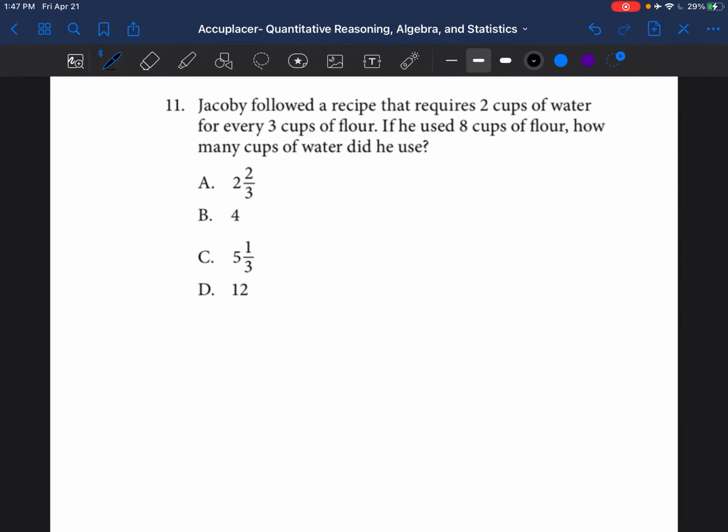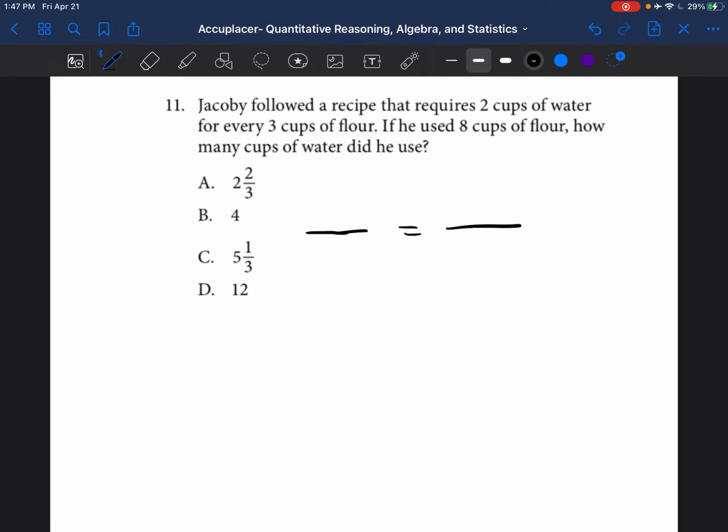All right, problem number 11. It says Jacoby followed a recipe that requires 2 cups of water for every 3 cups of flour. It says if he used 8 cups of flour, how many cups of water did he use? Okay, so it looks like we're going to make more than just a fraction. We're actually going to make a proportion.